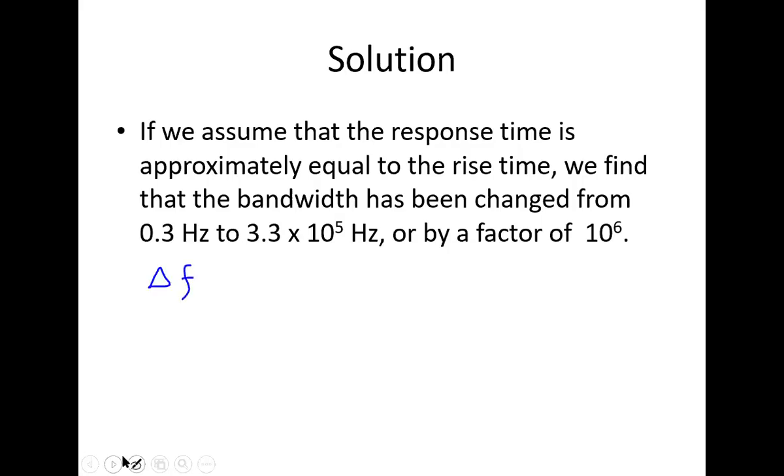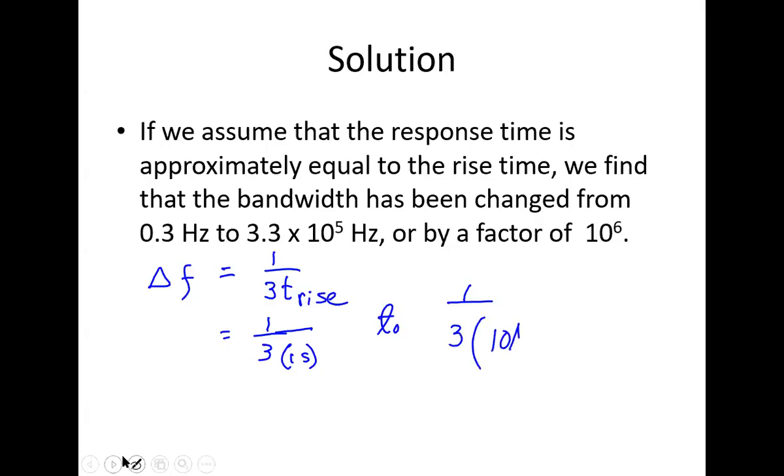Delta F is equal to, what's the formula? 1 over 3 times the rise time. And the rise time goes from 1 second to, it decreases to 1 microsecond, right? So 1 microsecond is 10 to the minus 6 of a second.